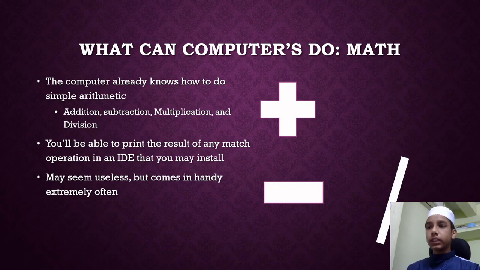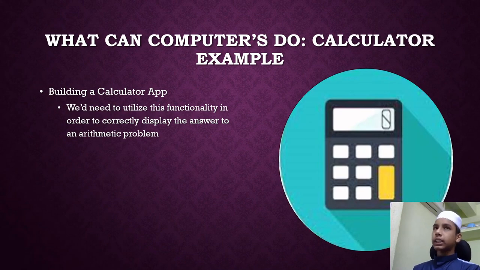The computer already knows how to do simple arithmetic: addition, subtraction, multiplication, and division. And you will be able to print the results of any math operation in an IDE that you may install, whether it's Sublime Text, VS Code, whatever it is. It may seem useless but comes in handy extremely often. Okay, we will take a calculator example. Building a calculator app, we would need to utilize this functionality in order to correctly display the answer to an arithmetic problem.